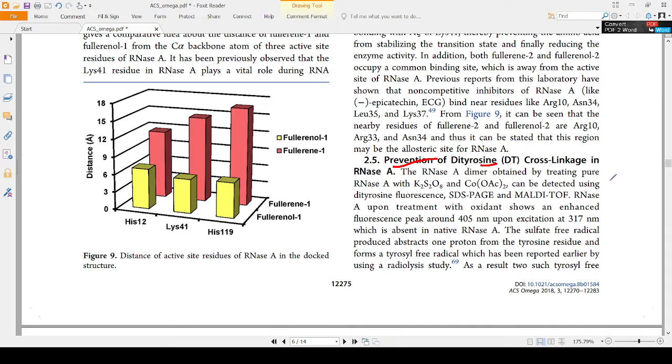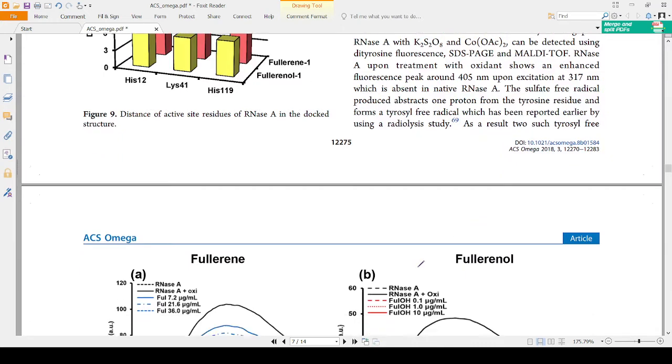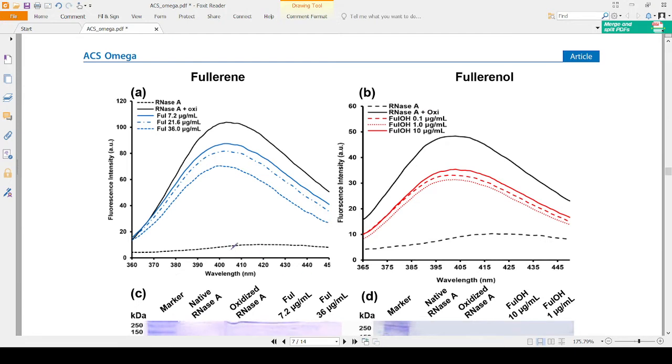And this paper actually shows how they have initiated a dityrosine formation. Due to dityrosine formation, a protein dimer is formed. Now we'll come to that a bit later. Talking about dityrosine, it shows some fluorescence, and the fluorescence emission is observed around 405 to 410 nanometer for the DT, or the dityrosine.